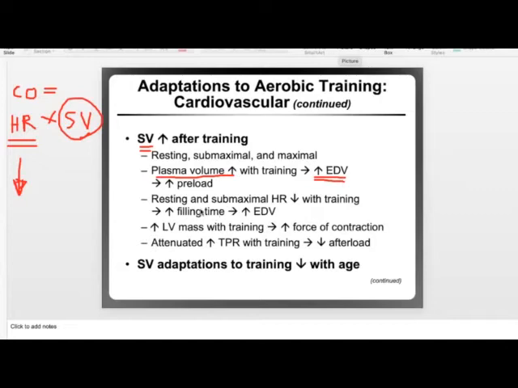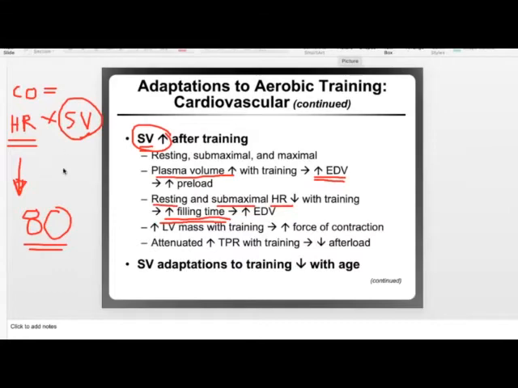So resting and submax heart rate decreases with training, but that means there's going to be an increase in stroke volume. Imagine if I'm doing a submax exercise, I'm at 80%, my heart is beating pretty fast. Ba-boom, ba-boom, ba-boom. If my heart is pounding, I just don't have enough time for my heart to relax enough so that it can fill. Right?